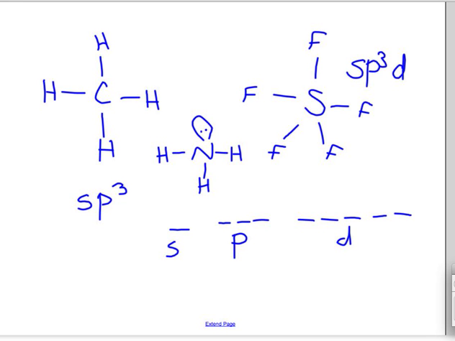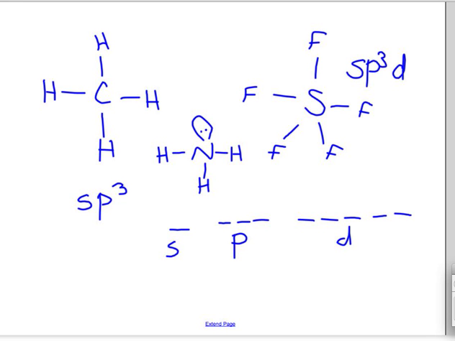And the last one right here we hadn't talked about is the ammonia. What you have to worry about is, for valence bond theory, all things count. So we have 3 bonds here, they count, and the lone pair counts. So we have 1, 2, 3, 4, which means it would also be an sp3.